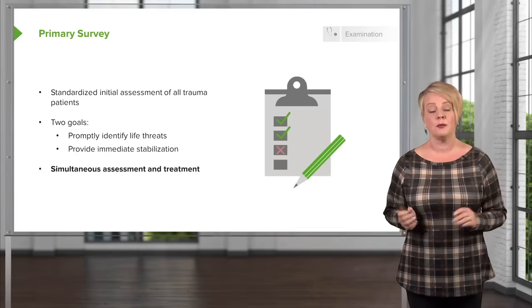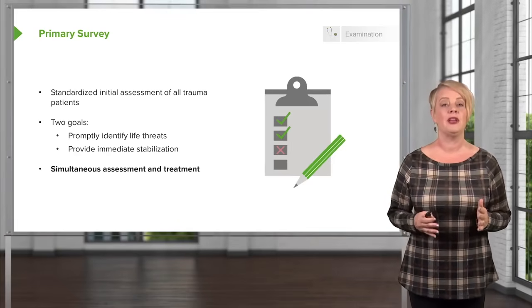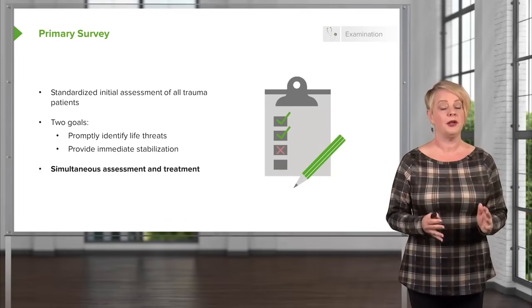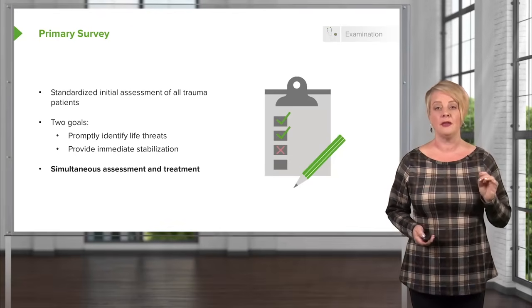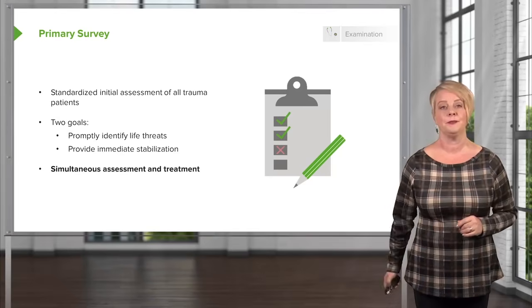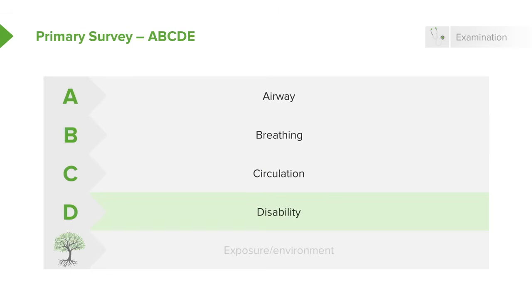It's very important to remember that the primary survey isn't just about diagnosis. It involves simultaneous assessment and treatment of the patient to ensure that they remain stable and that life threats are quickly addressed. The primary survey follows the same order every time. It begins with airway, followed by breathing, circulation, disability, and lastly, exposure of the patient and assessment of the environment.